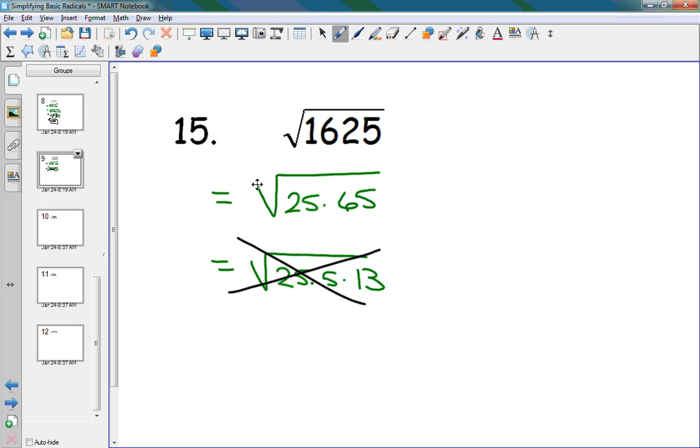Okay, so what's the square root of 25? And what do I do with the 65? Keep it in there. Do we all understand that? Yeah. 5 times 13 does not help us, which is why I crossed it off.